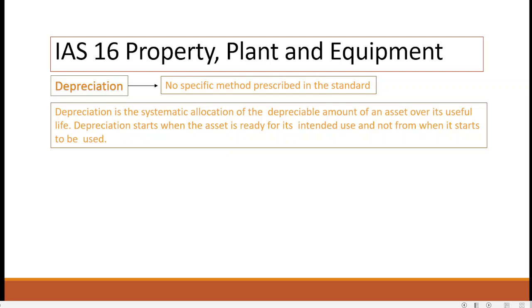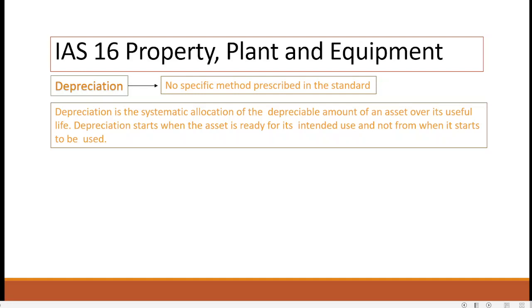So the depreciation will start only when the asset is ready to use, not when it's actually used. Sometimes there are spare parts which the business is keeping just as a spare in their store. They are actually not using it, but they are ready to use. You can anytime go and start using it.